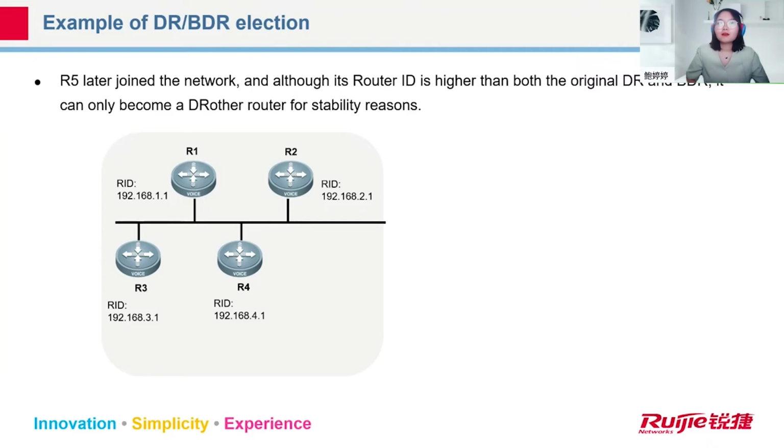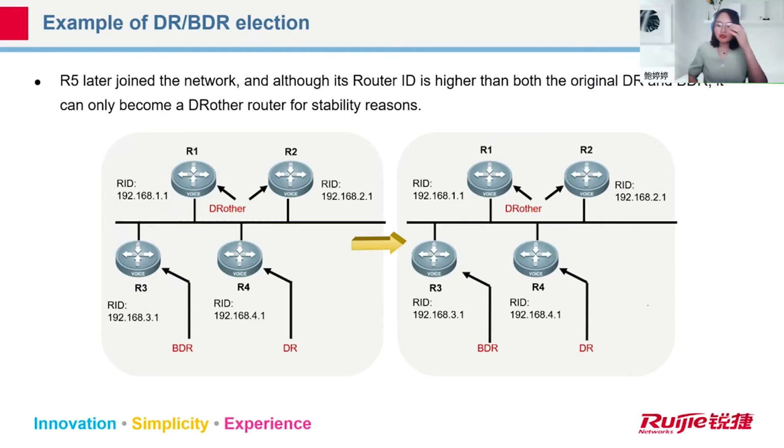Can you show me the answer? Routers 1, 2, 3, 4. In this segment, if we don't change the priority, who will become the DR? Can you show me the answer? Yes, route 4. Route 4 is the DR, and route 3 will become the BDR. But in this scenario, route 1 and route 2 will become DR other.